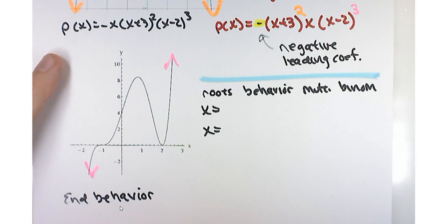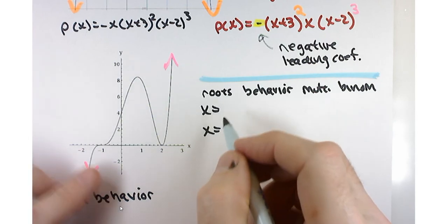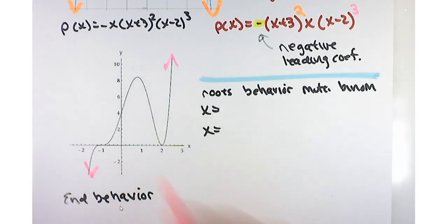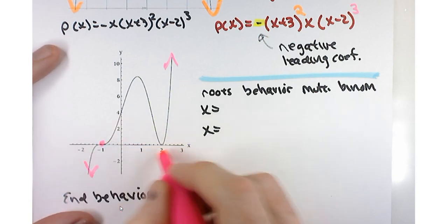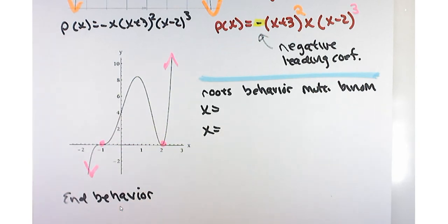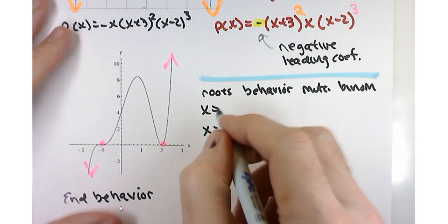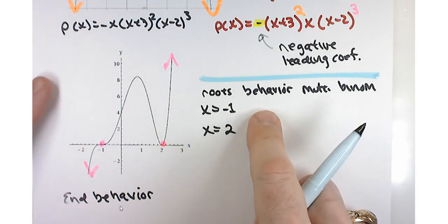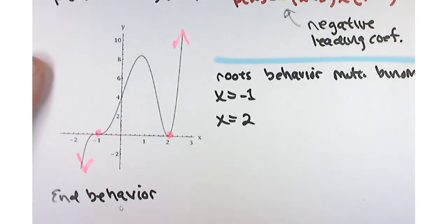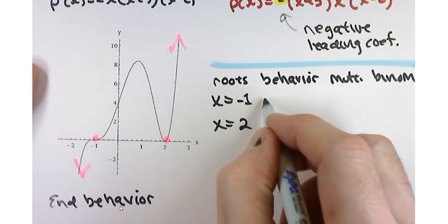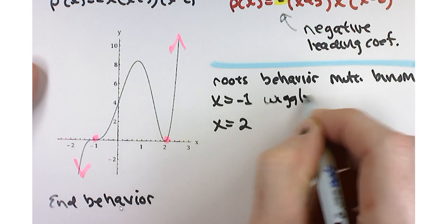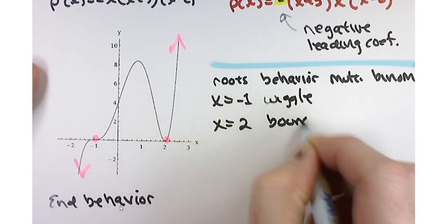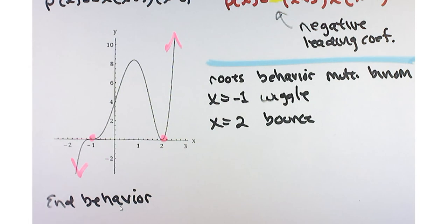Okay, so Arden, we've got roots here at -1 and 2. So let's put those in. What's the behavior of the polynomial at these 2 roots? What do you see? At -1, I put wiggle, and at 2, bounce. Good, a wiggle and a bounce.